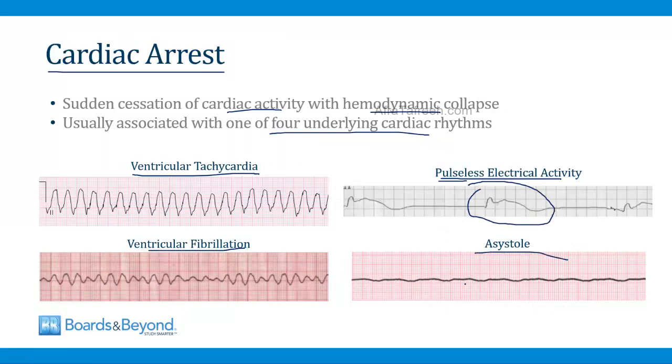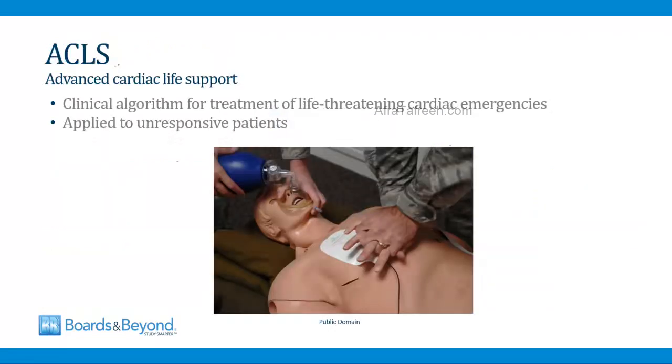So patients who have any pathologic process that leads to one of these four rhythms will often collapse, and that's called a cardiac arrest. ACLS stands for Advanced Cardiac Life Support, and this is the algorithm, in other words, the steps that you follow when you are treating someone who has a life-threatening cardiac emergency like cardiac arrest. Generally, the ACLS protocol is a series of clinical steps that are taken when you encounter an unresponsive patient. This is a picture of people practicing the ACLS protocol on a dummy here.